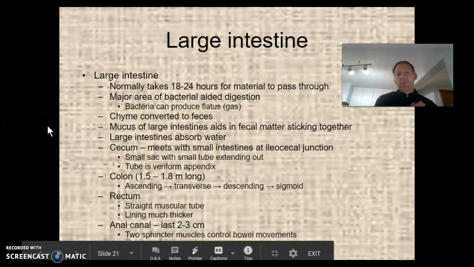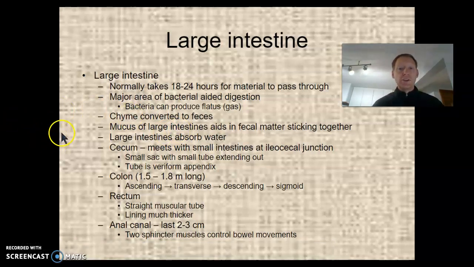So typically food or chyme, once it reaches the large intestine, takes anywhere from 18 to 24 hours to get through there. And the job of this is to turn chyme into feces. So you're taking that juice that has all those digestive juices, and you're turning it into feces. How does it do this? Well, it's basically bacterial aided digestion. The large intestine is a home for bacteria, and it allows the bacteria to get whatever it can out of the food that you were unable to absorb.